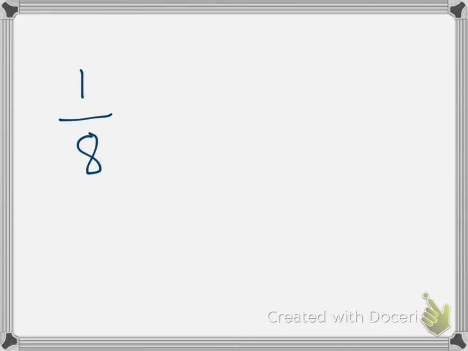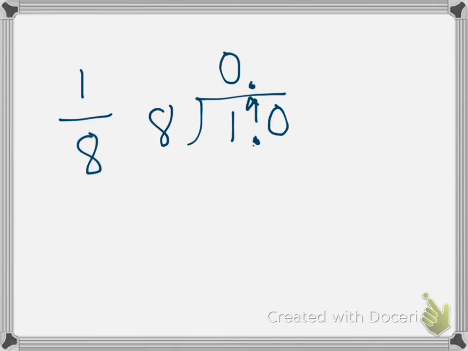Is 1/8 an example of a repeating decimal? Let's divide it out and see. Can I count by 8 to get to 1? No. Grab a 0, bring up my decimal. 8 goes into 10 one time. 8 times 1 is 8. 10 minus 8 is 2.